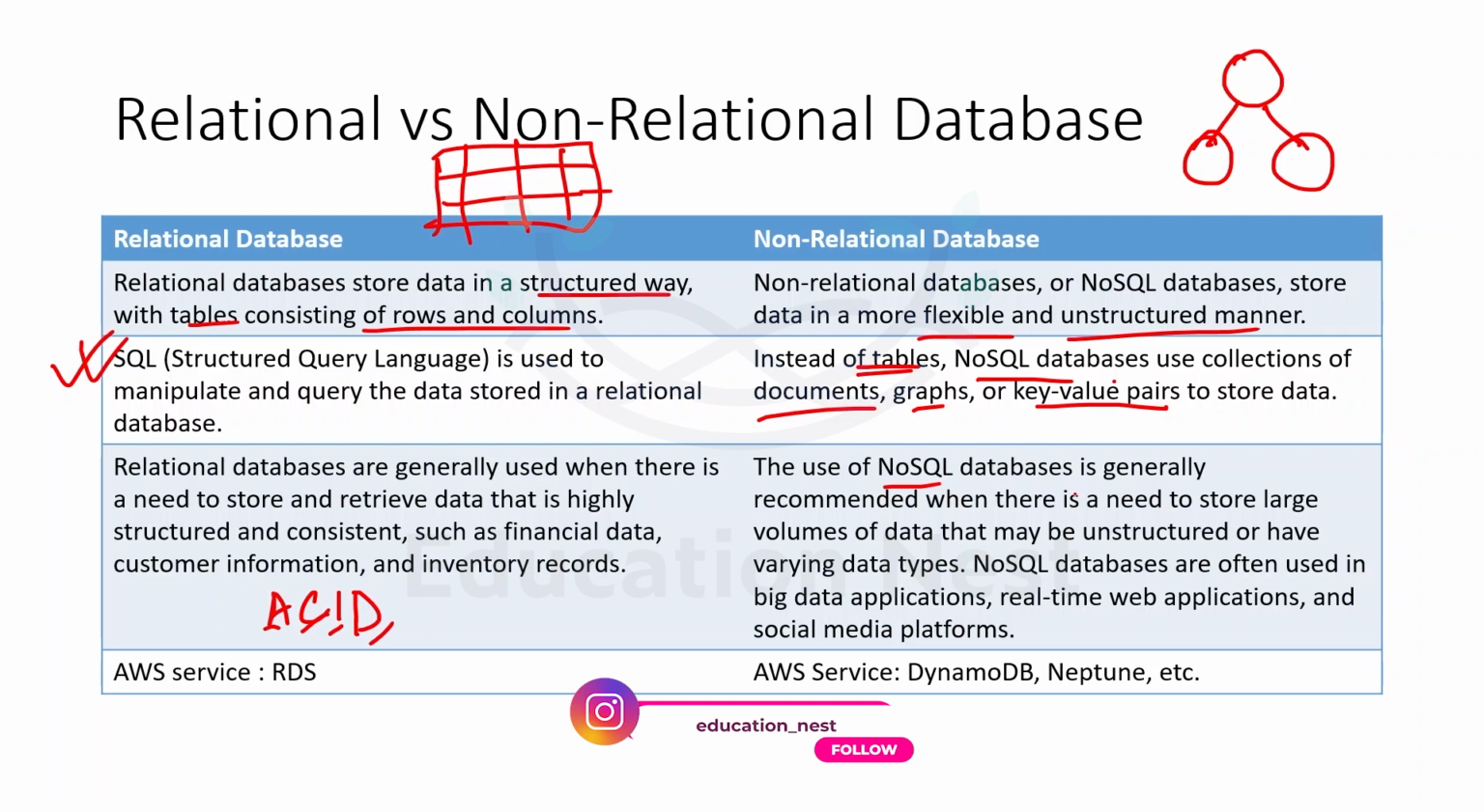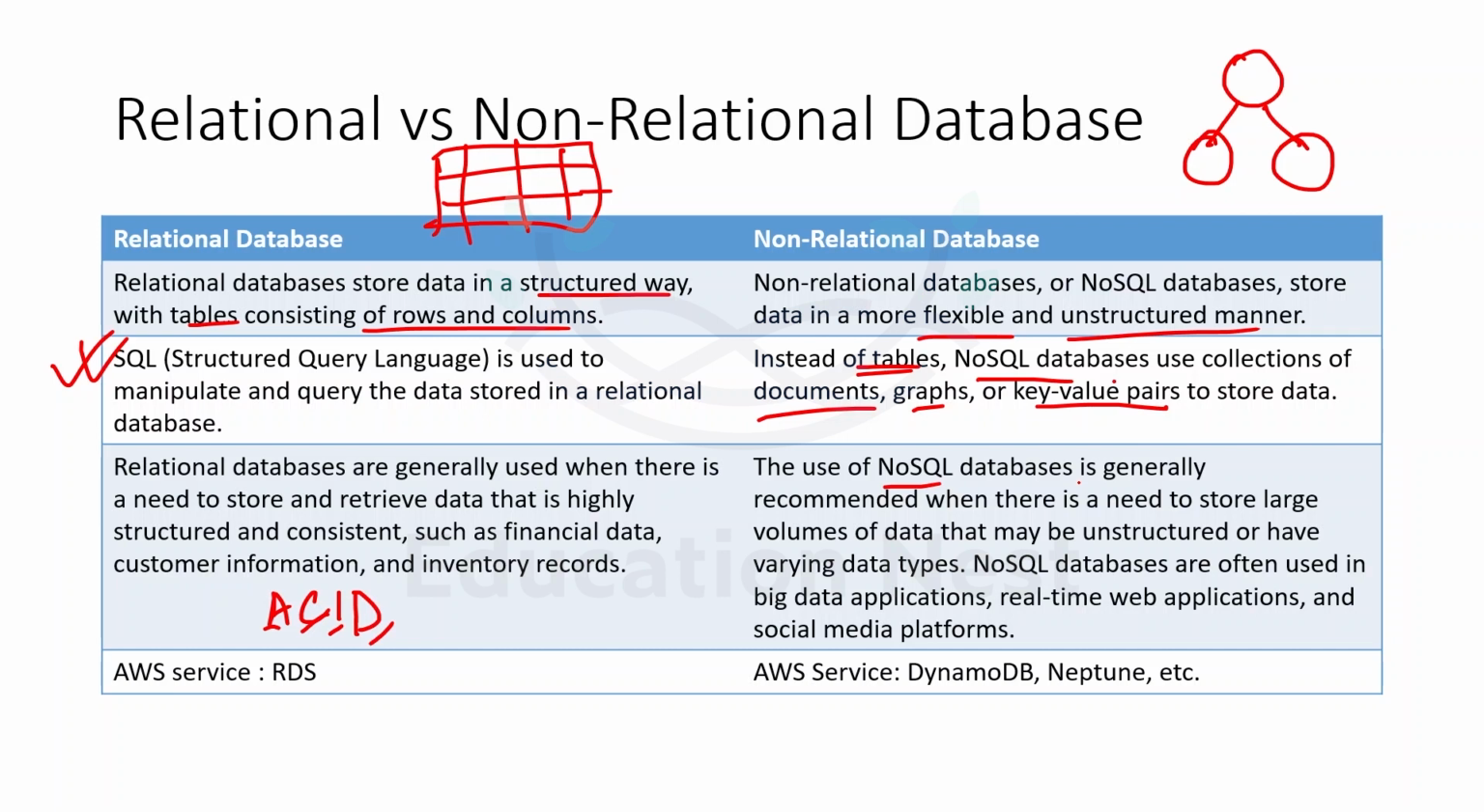So, NoSQL databases are generally recommended when we want to store high volumes of data that may be unstructured, semi-structured, or have varying data types. At that time, we go with NoSQL databases, which are often used for big data applications, real-time web applications, social media platforms, gaming, and IoT, right? These are some of the applications where NoSQL is much better suited.